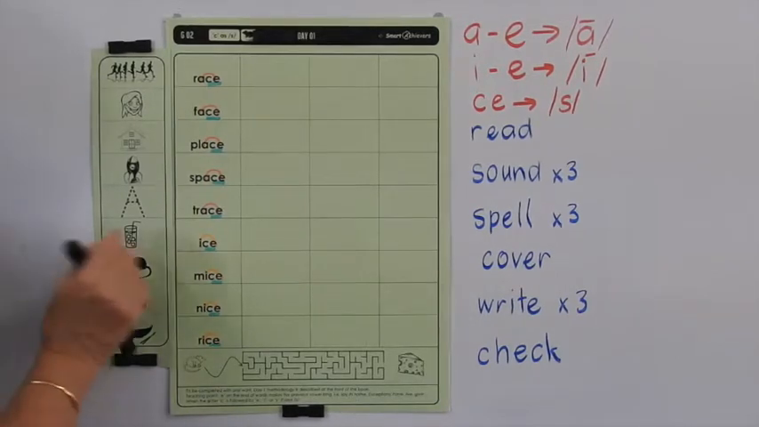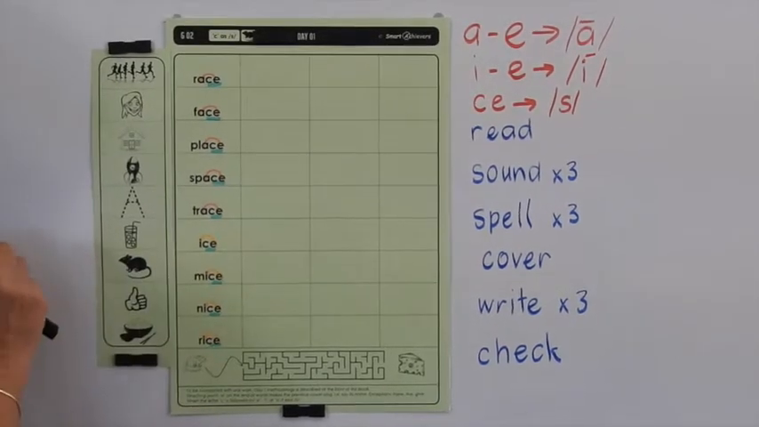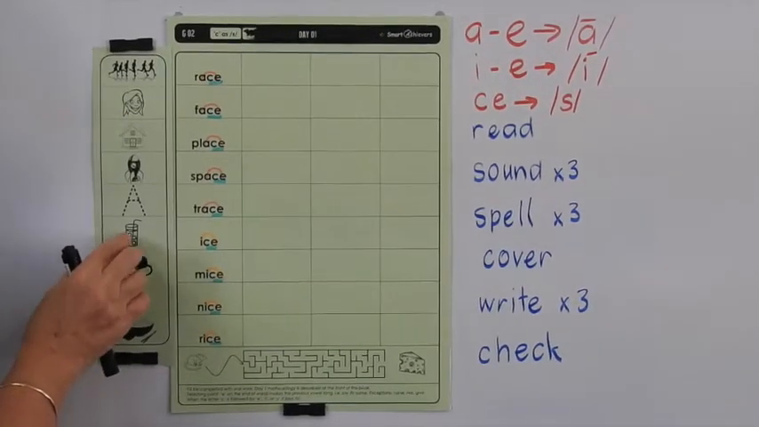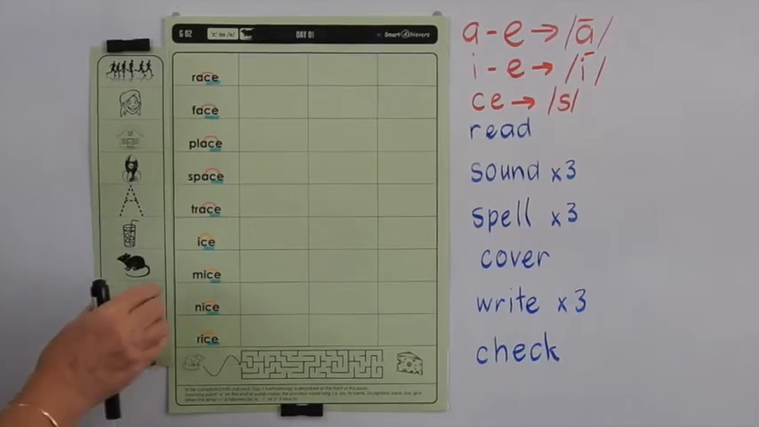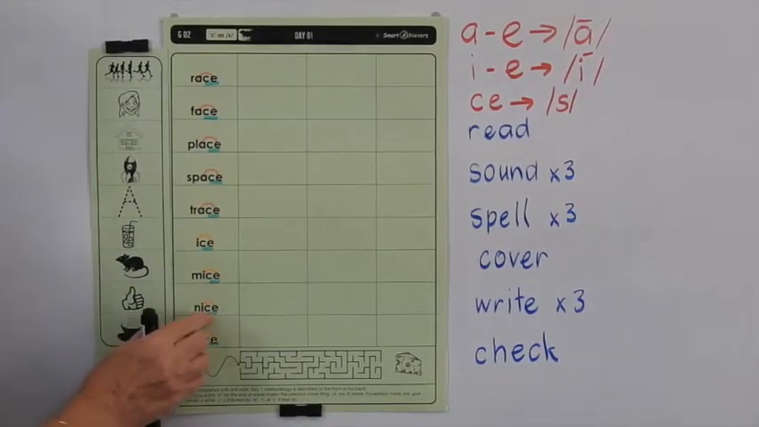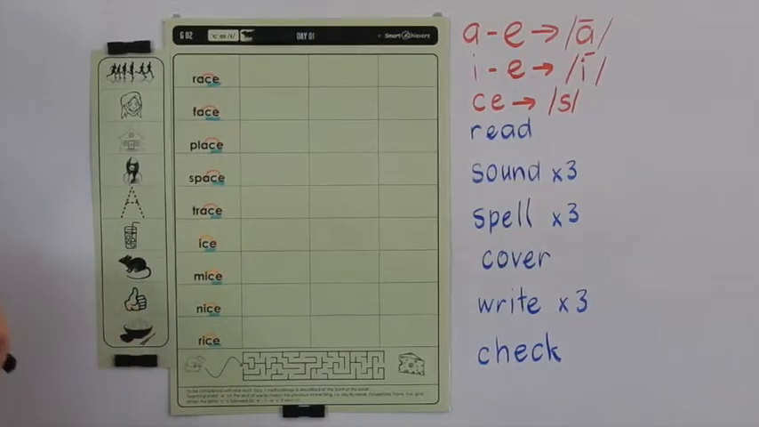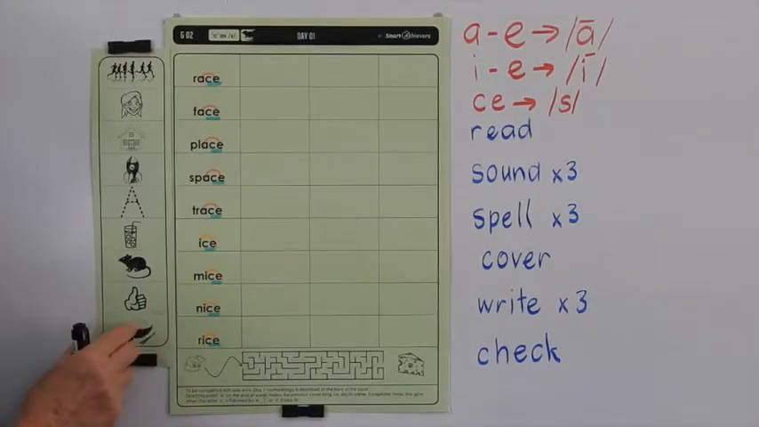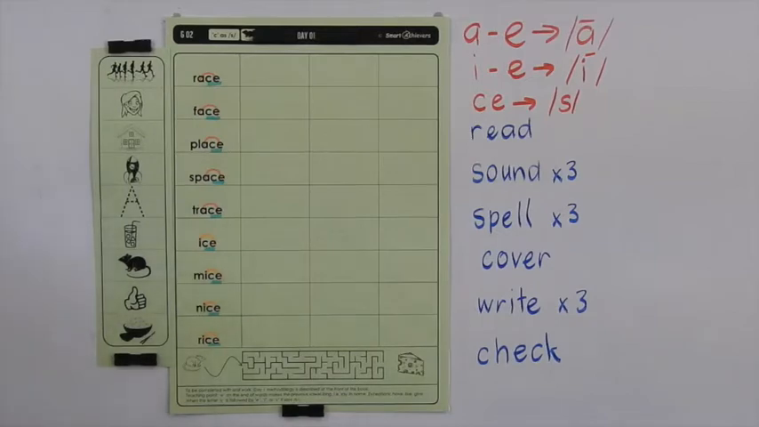Ice is when we freeze water or milk, it turns into ice. Mice means more than one mouse. Nice is when something is good or pleasant, and rice is a food that we eat. It's a grain and it's quite good for you. Okay, now let's read the words, sound the words, spell the words, and then copy and write them.